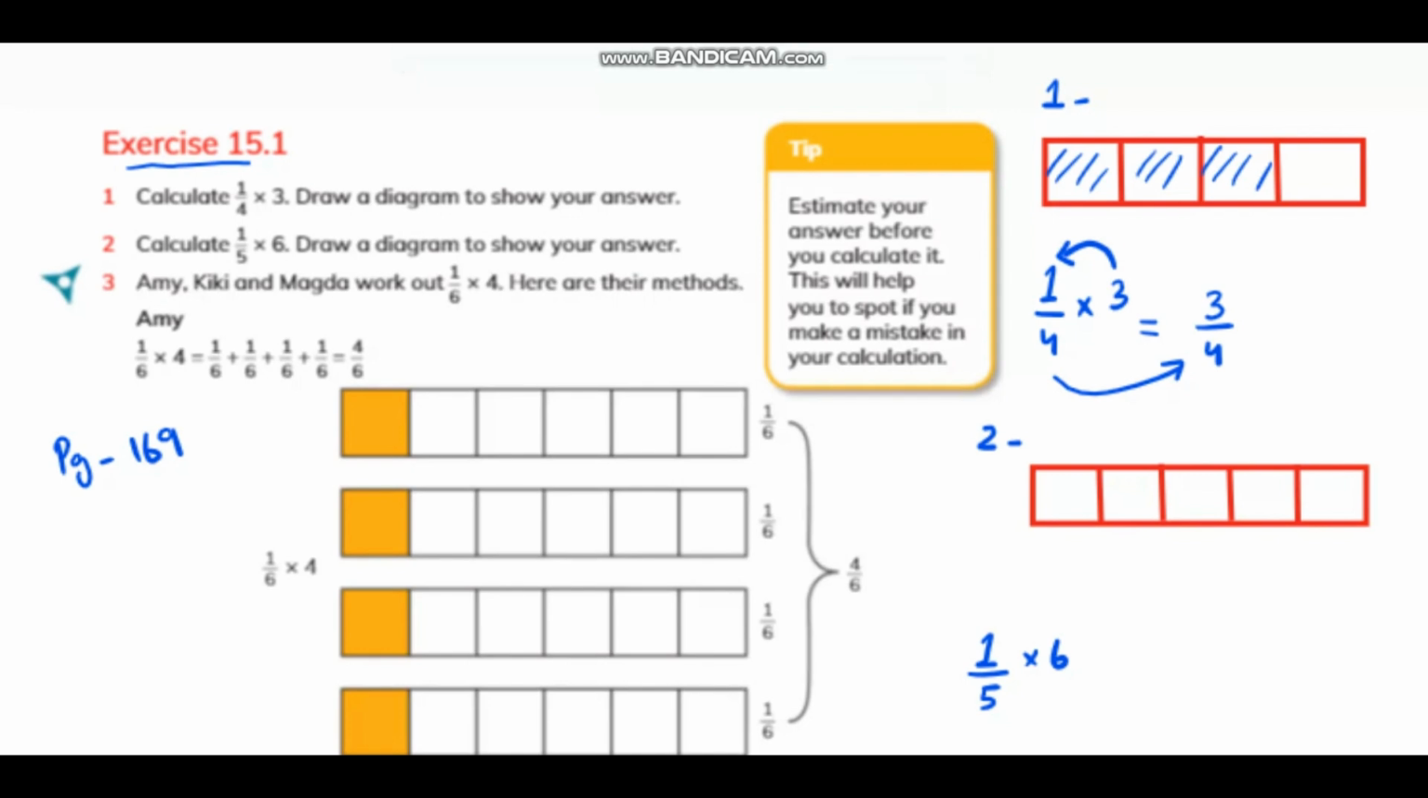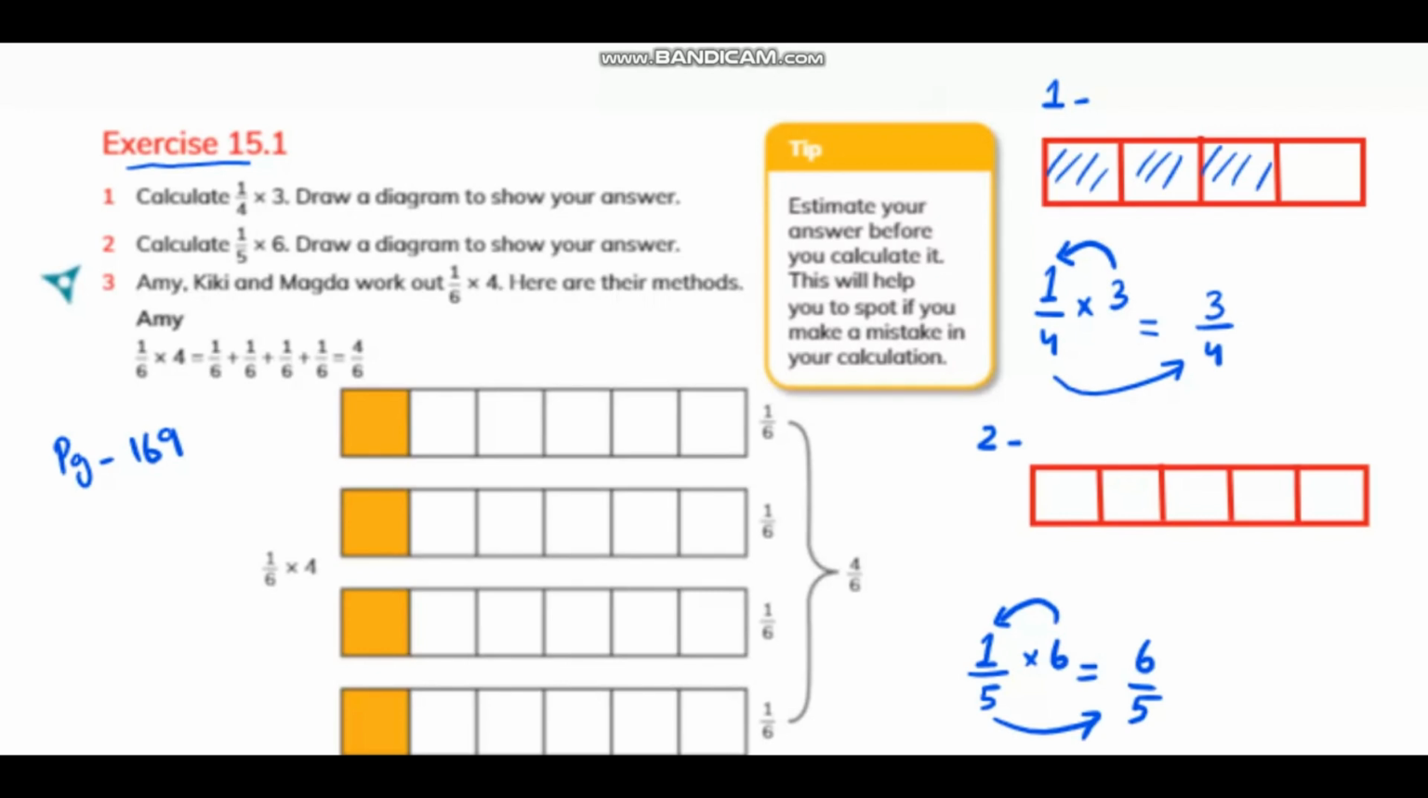1 by 5 multiply 6, put a sign of equal here. Now we know how we can solve it. We have to take the number and multiply with the numerator. 6 times 1 is 6, then here we have 5. The denominator will come down. We have to draw this fraction on the diagram.